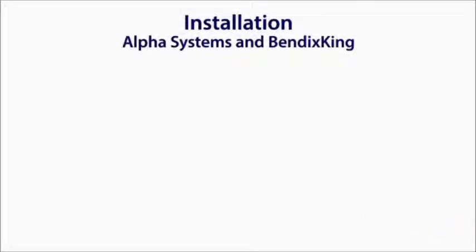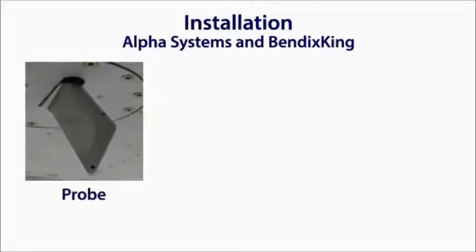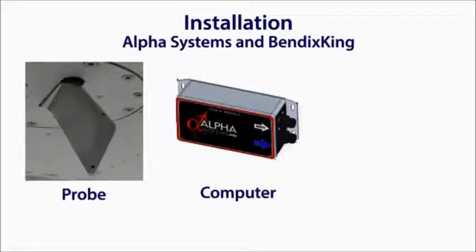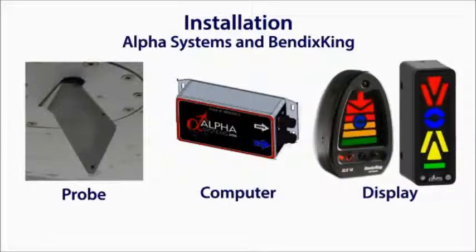The Alpha Systems and Bendixking devices utilize a three-part system. There is a probe that attaches to an inspection panel on the bottom of the aircraft's wing or fuselage, a computer to process inputs from the probe, which is placed out of sight, usually in the aircraft's cockpit, and the display unit. Installation is simple for aircraft with inspection panels. For aircraft without inspection panels, or that are made of fabric, installation is more complicated, but not impossible.